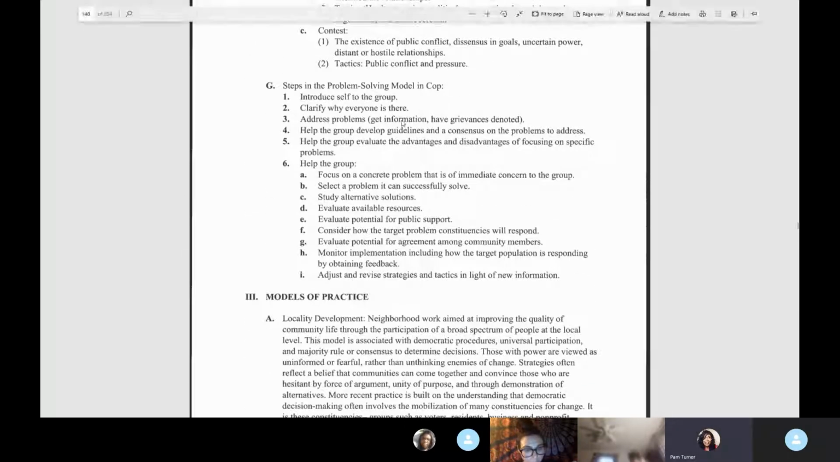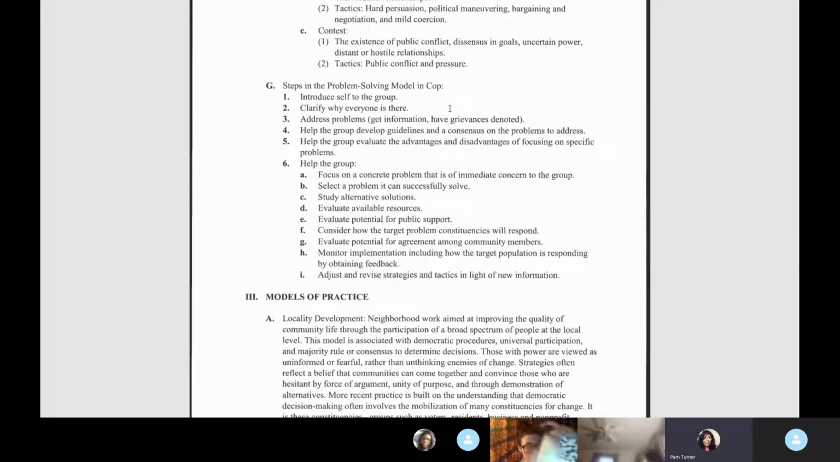So here are the steps. Okay, so the problem-solving model is what we use. First of all, we're going to introduce ourselves to the group. Clarify why everyone is there. So, you know, you've put up these signs and you're going to have this community meeting and you want everyone to come. So you start yourself off with, hey, thank you for coming.